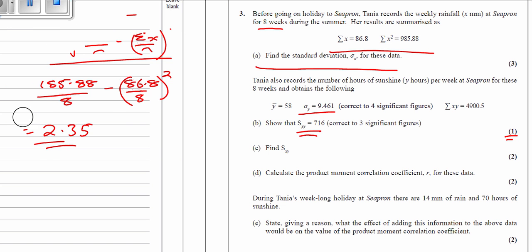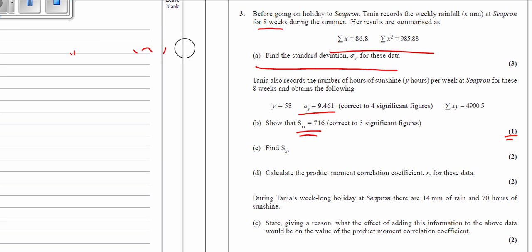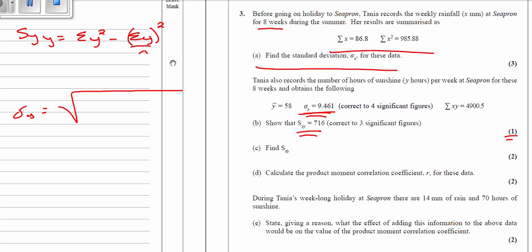So in previous videos, I had a look at how to find SYY. Now, SYY is, sorry, it's not square root at all. What we're talking about is sum of y squared minus sum of y squared over n. Now, we've got the standard deviation here, so we've got to find some sort of link. So the standard deviation of y, that would be the sum of y squared over n minus sum of y over n squared. You can see it kind of looks similar.